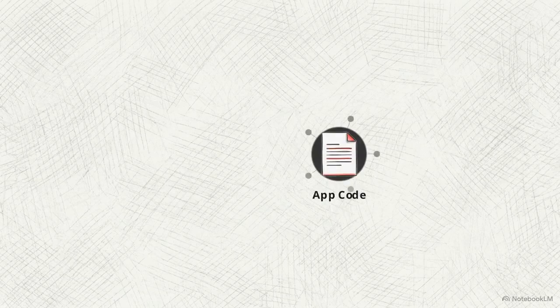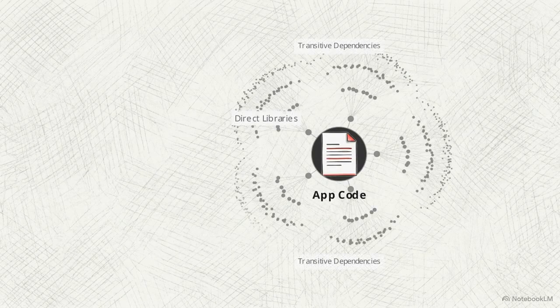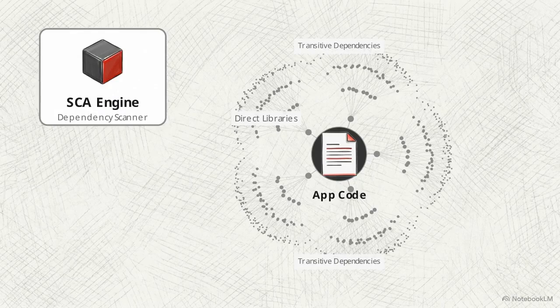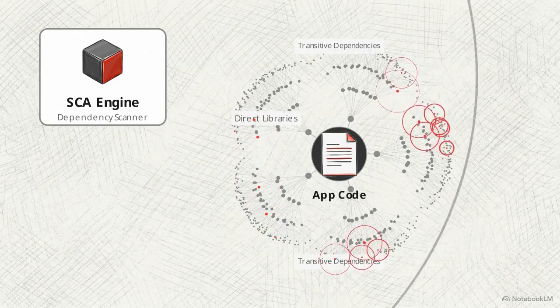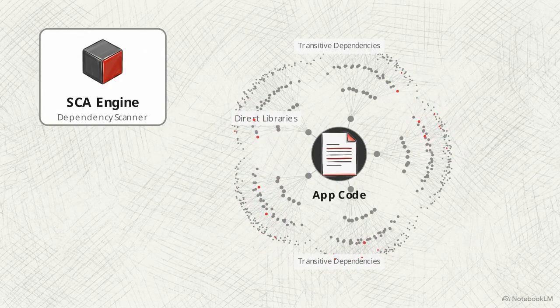Next is SCA, or Software Composition Analysis. Instead of looking at your original code, SCA scans the third-party dependencies your application relies on to ensure you aren't pulling vulnerable libraries into your project.